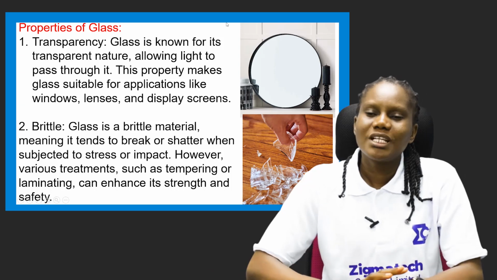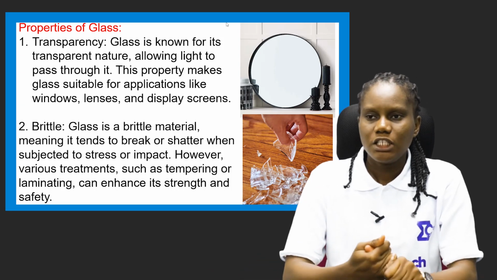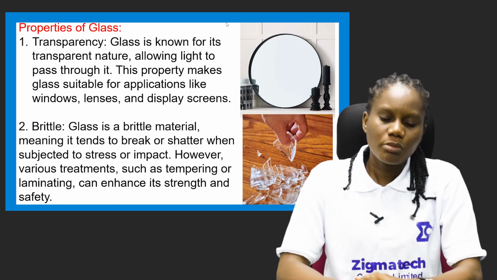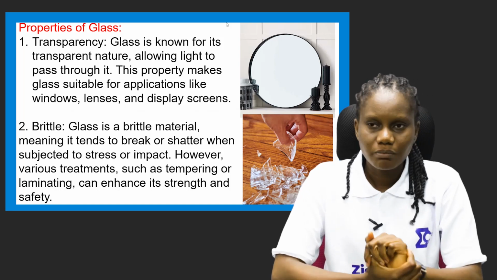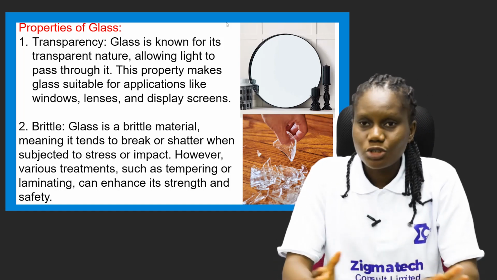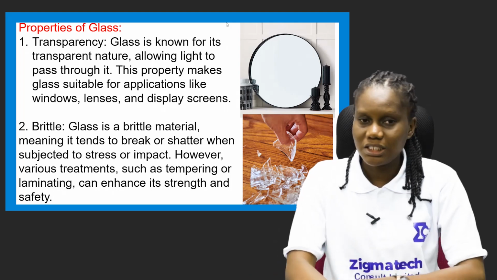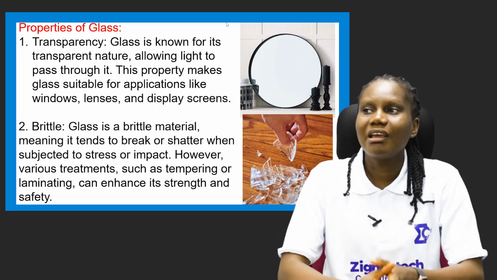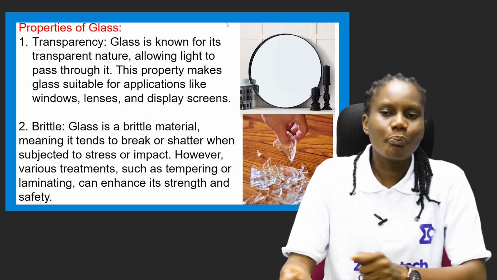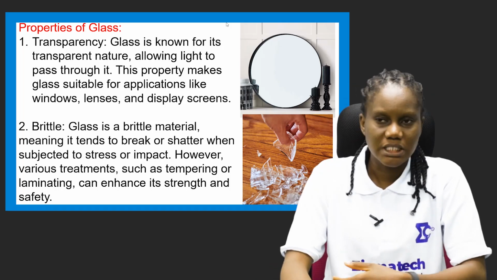So very quickly, we're going to look at the properties of glass. Number one property is transparency. Glass is known to be transparent. That is its nature. All glasses that you see are transparent, allowing light to pass through. That means light can pass through it.